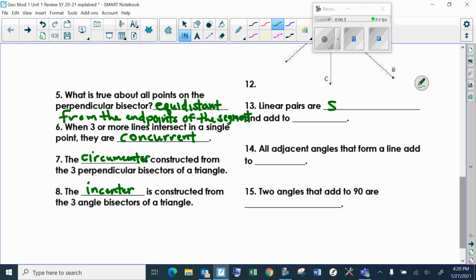Linear pairs are supplementary. I've said that at least 20 times in class already. And they add to 180. All adjacent angles that form a line add to 180. Notice it doesn't say how many, as many as there are. So if they form a line, they create a line all adjacent. It's always going to be 180. That's a straight angle. 2 angles that add to 90 are complementary.